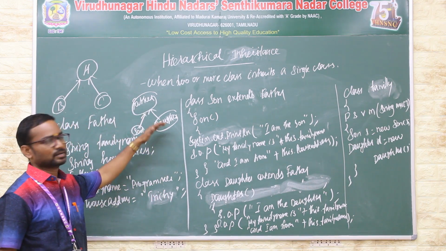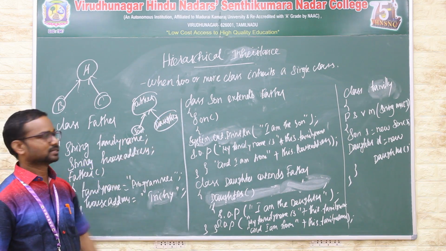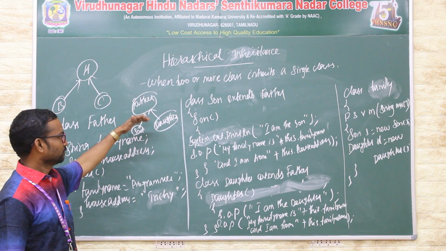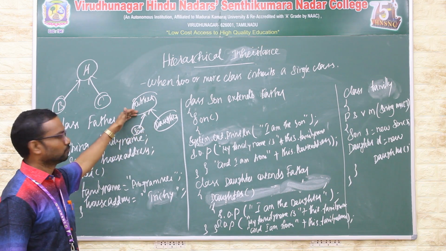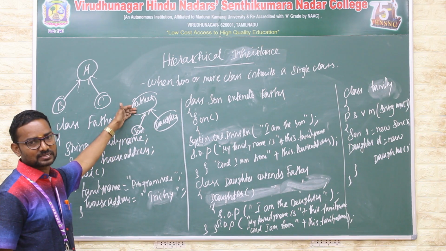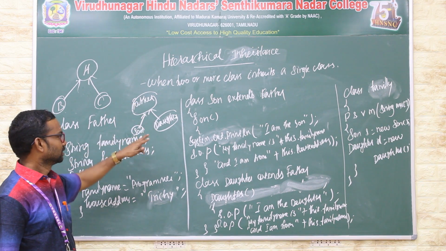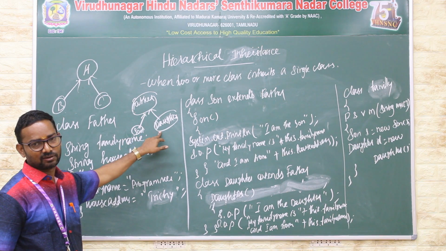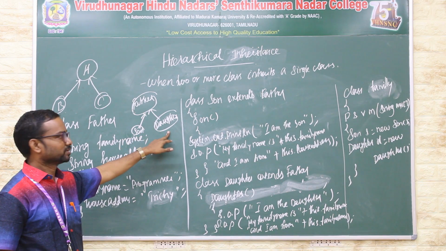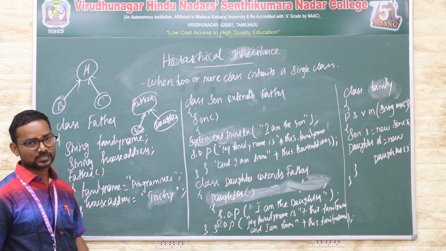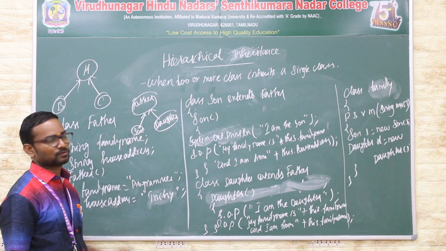As an example, let us write a program for hierarchical inheritance. I am writing it for this example. The father is also called the base class, super class, or parent class. Son and daughter are derived classes, and they inherit the properties of the father class.